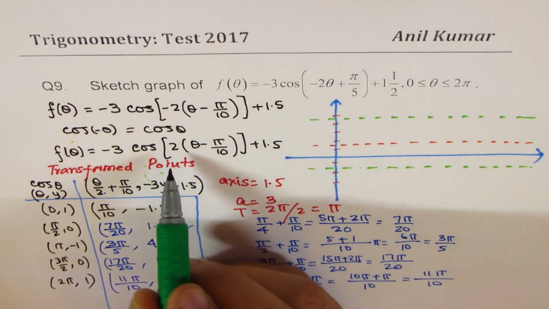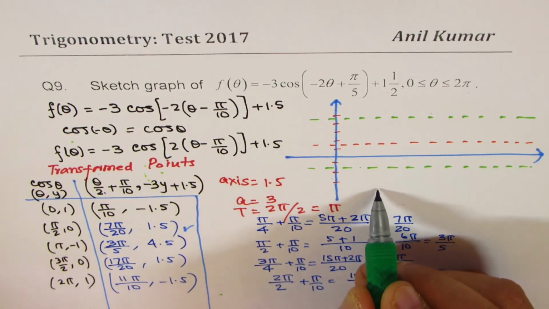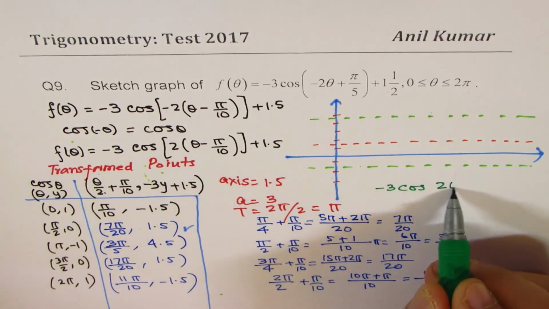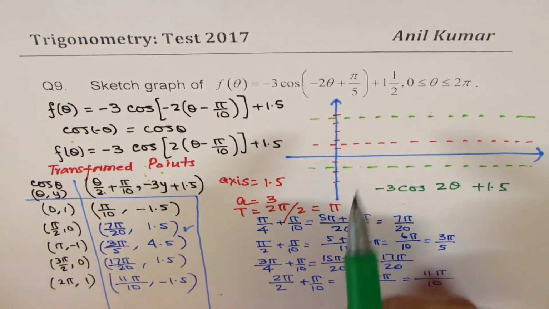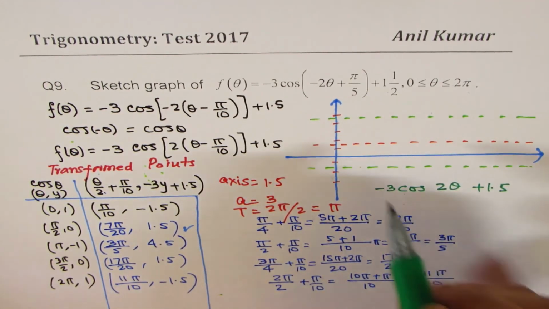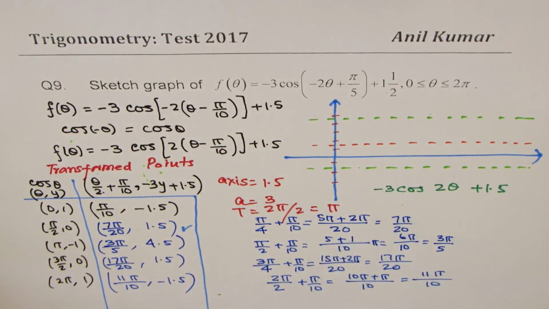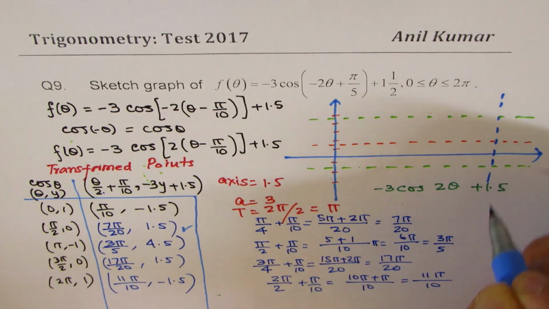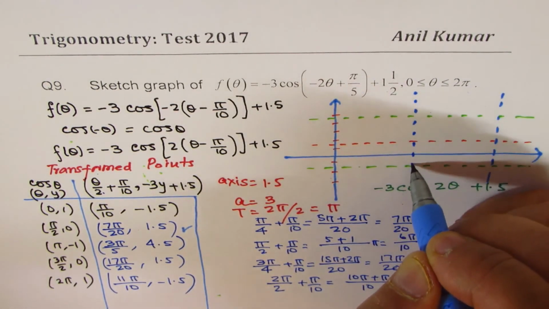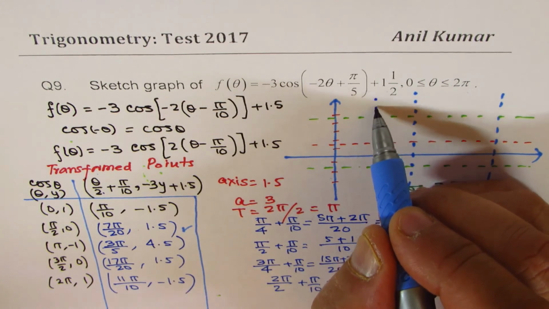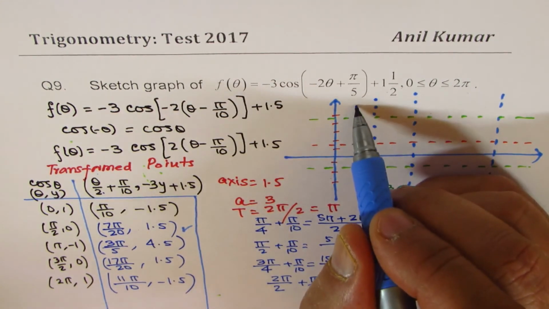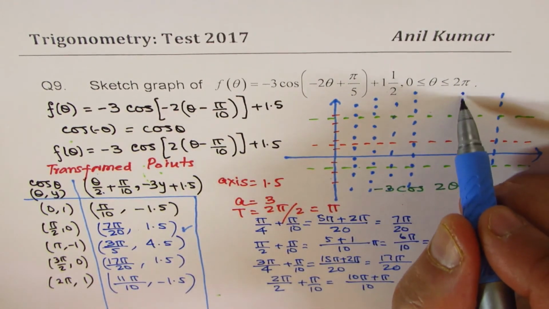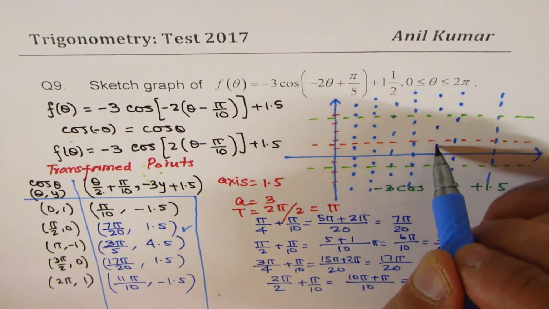So what we are going to sketch first is the graph of minus 3 cos of 2 theta plus 1.5. So cosine starts with maximum, and let me just sketch here roughly what is pi for us. I want to finish it here. So let's say this is 2 pi. Okay, so in that case, this is pi for us, and this has to be divided into 4 equal parts.